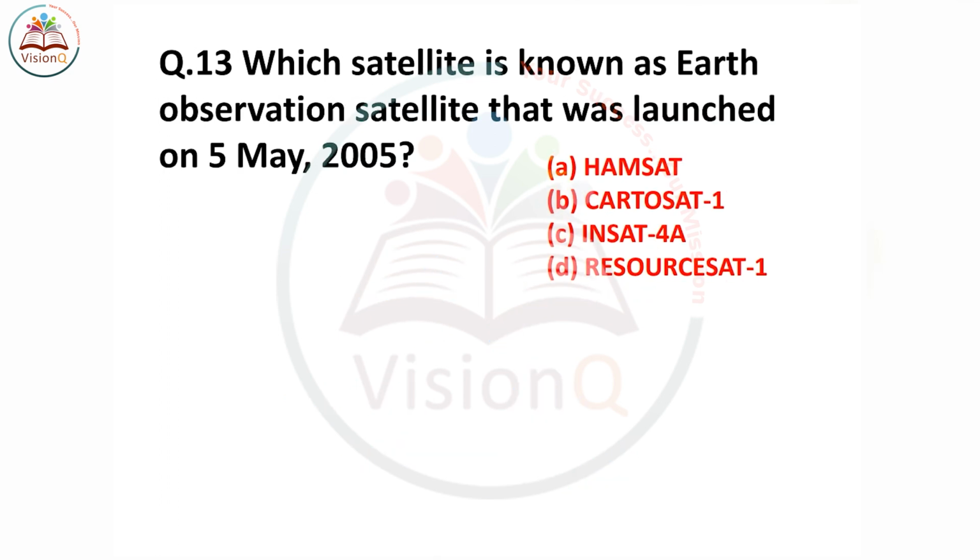Which satellite is known as Earth Observation Satellite that was launched on 5th May 2005? And the right answer will be Cartosat 1. Cartosat 1 was basically an Earth observation satellite, and the first satellite of the Cartosat series, which was launched on 5th May 2005. The main use of the satellite is Earth observation. The answer will be option number B, Cartosat 1. So let's move to the next question, question number 14.